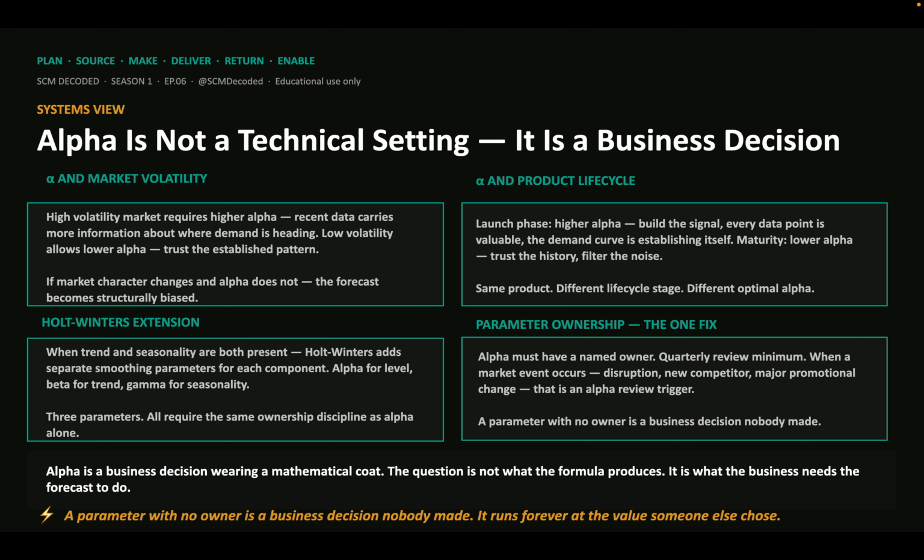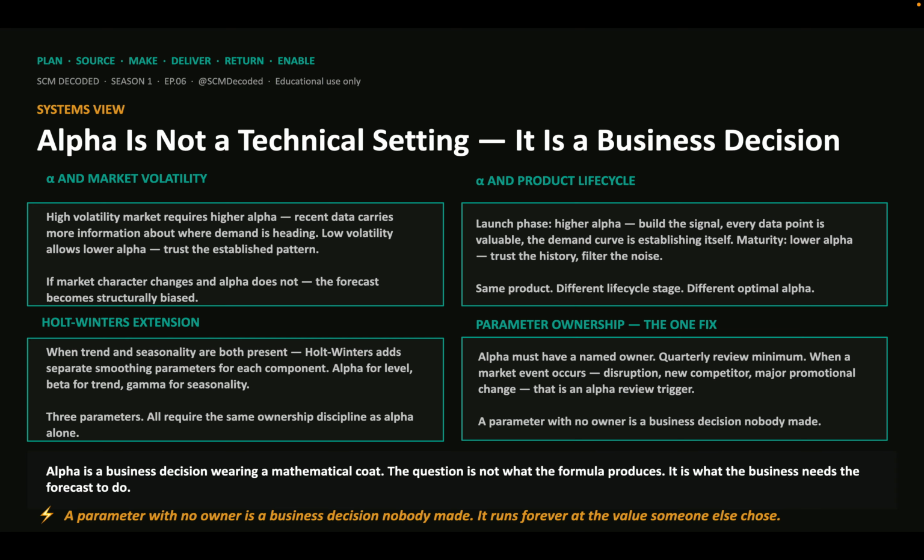The one fix that solves all of this: alpha must have a named owner. Quarterly review is the minimum. When a market event occurs, such as a disruption, a new competitor, or a major promotional change, that is an alpha review trigger. Not optional, it is required. A parameter with no owner is a business decision nobody made. It runs forever at the value someone else chose.